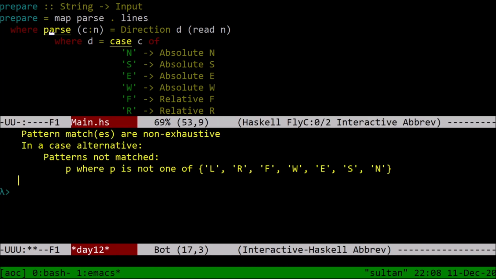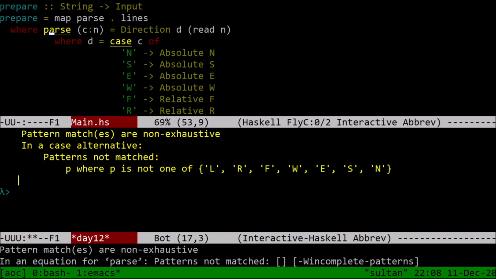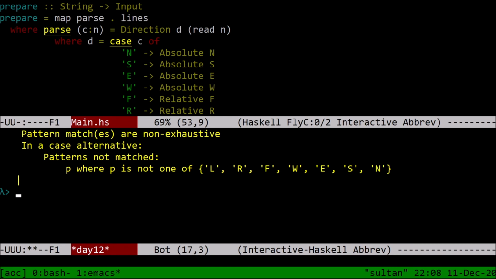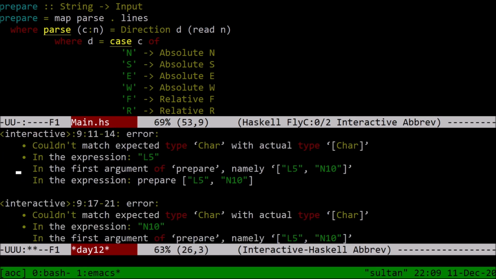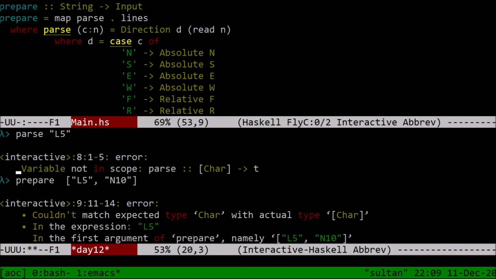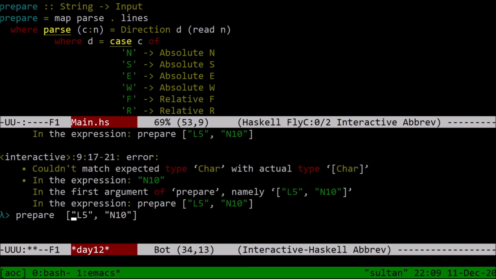What are you mad about, parse? Oh yeah, parse is non-exhaustive, and yeah, this whole thing is non-exhaustive. When we were using text regex applicative, we actually were exhaustive because we handled maybes, but here I'm just cheating and using basic string handling functions. So let's say we parse L5, I don't know. Oh, it's hidden, yeah. Okay, fair enough. Parse of the list L5 and N10. You're right, it does the line splitting itself. It actually wants a newline separated single string.